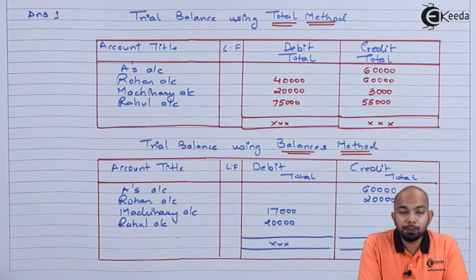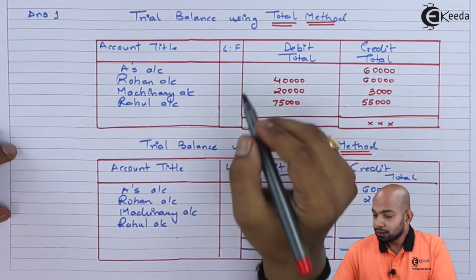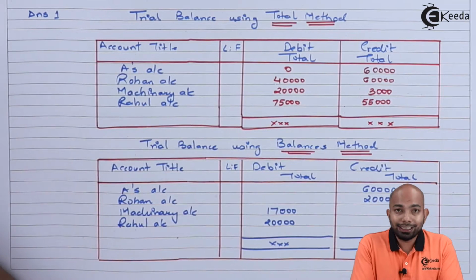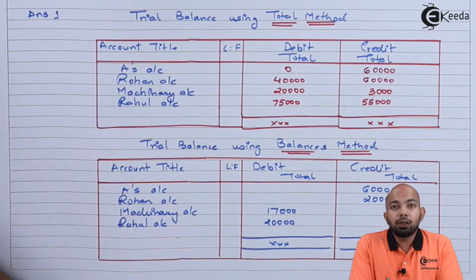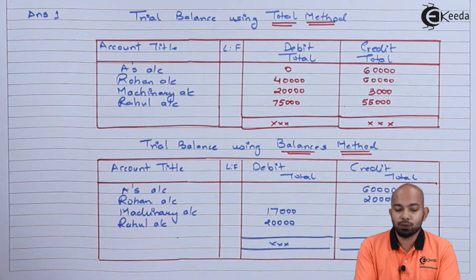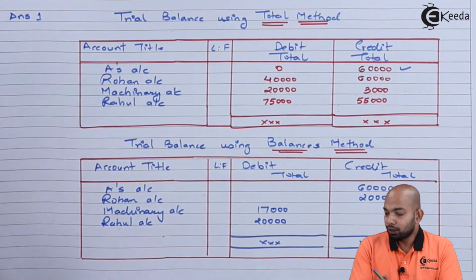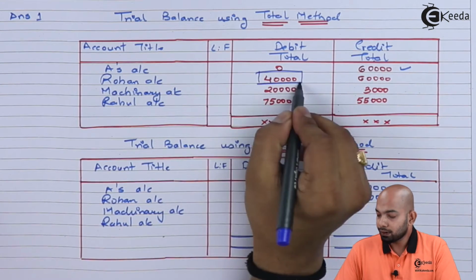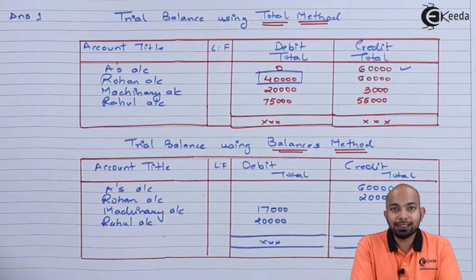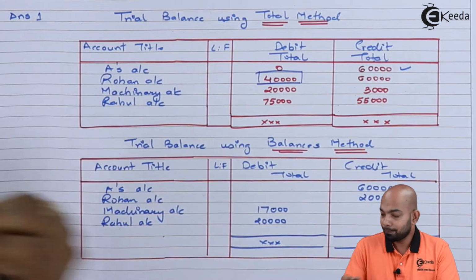So let's go ahead with the first part where we have mentioned A's account. A's account has a total of debit side rupees 0, as there was nothing mentioned in the debit side. However, the credit side of the account had a capital entry of 60,000. Hence, we have mentioned on the credit side rupees 60,000. Similarly, Rohan's account had 2 transactions in it. The debit side of the total being 40,000 and the credit side of the total being 60,000, as you can see in the sum.